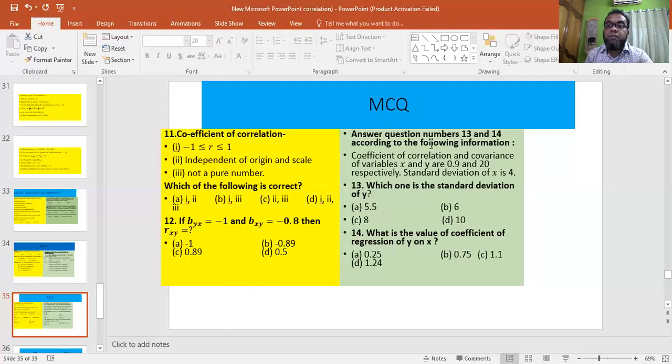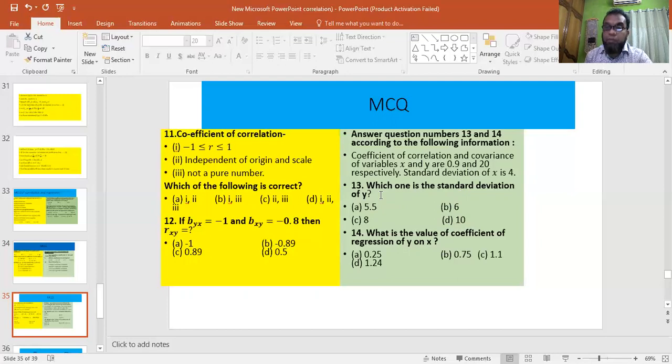Now answer questions number 13 and 14 according to the following information. Coefficient of correlation rxy is 0.9 and covariance is 20 respectively. Standard deviation of x, that is sigma x, is 4. Which one is the standard deviation of y?